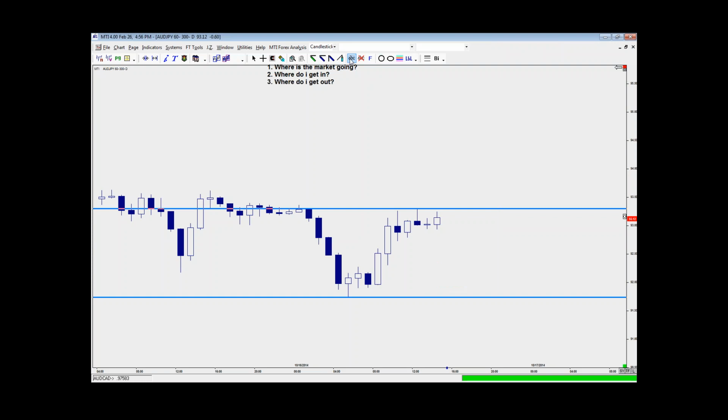Now, what I'm going to label these as, I'm going to call this my A and my B. A, B. Why do we do that? Because this is known as my AB boundary. Now, once I have an AB boundary identified, I am now going to click my Fibonacci tool.